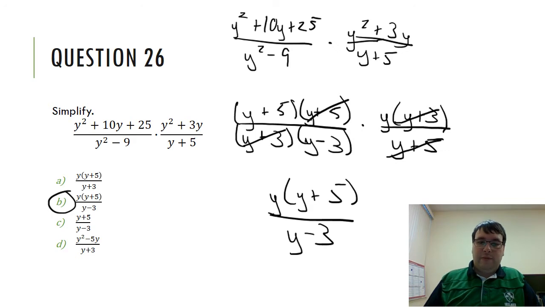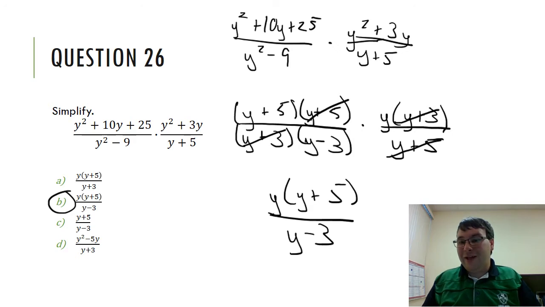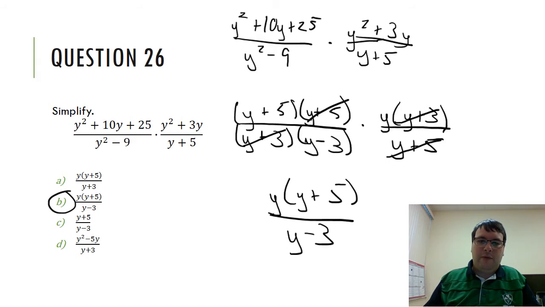Question number 26. We have y squared plus 10y plus 25, all of that divided by y squared minus 9, excuse me. And all of that is multiplied by another fraction of y squared plus 3y divided by y plus 5. That's a lot. But we're going to take it piece by piece. So we have y squared plus 10y plus 25 over y squared minus 9, times y squared plus 3y over y plus 5.